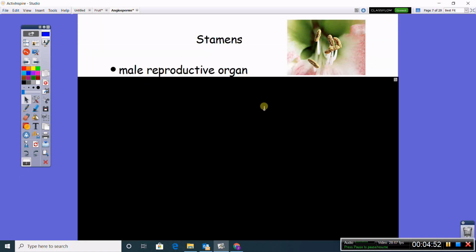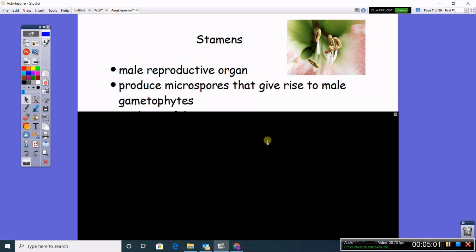All right, let's take this little by little. Okay, first, we've got stamens. So you've got to remember that stamens are the male part of the flower. They're going to produce microspores that will give rise to the male gametophyte, or what we'll call the microgametophyte. So the male gametophyte or the microgametophyte in both gymnosperms and angiosperms is going to be your pollen grain.